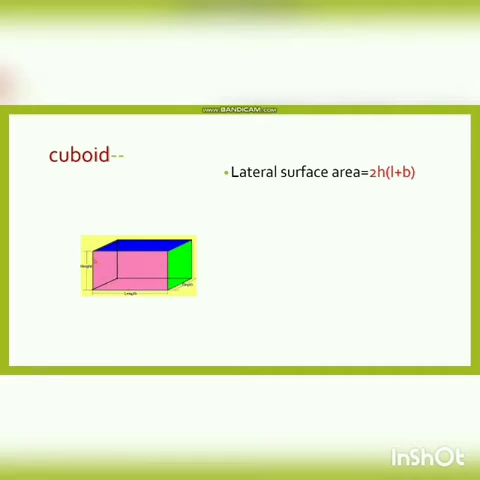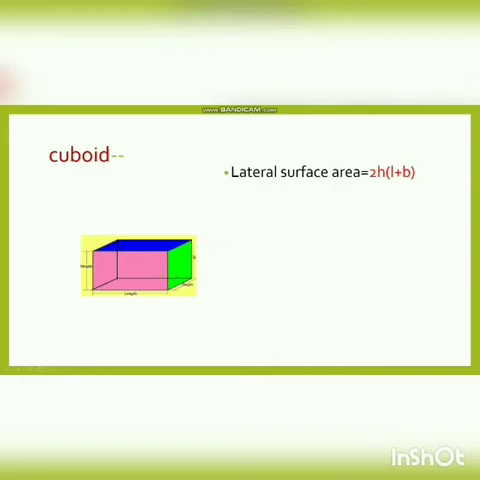In the figure, this is the height of the cuboid. This is the length of the cuboid and this is the depth of the cuboid. The height of this cuboid you can show by small h, length by small l and depth by small b. Cuboid is made up of rectangular shapes.